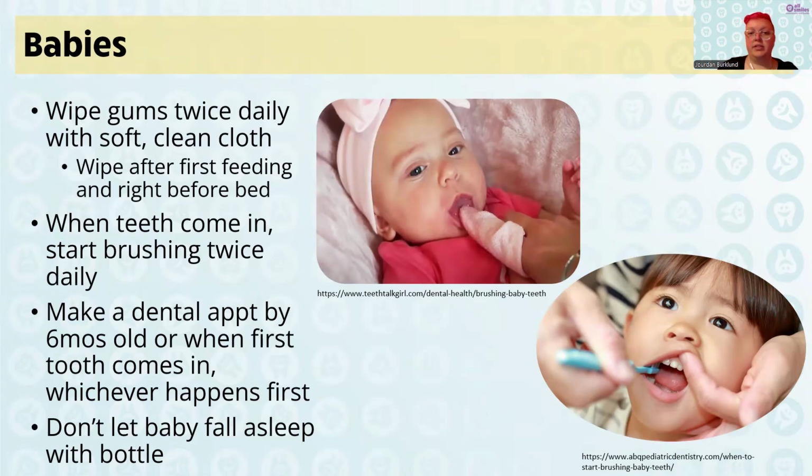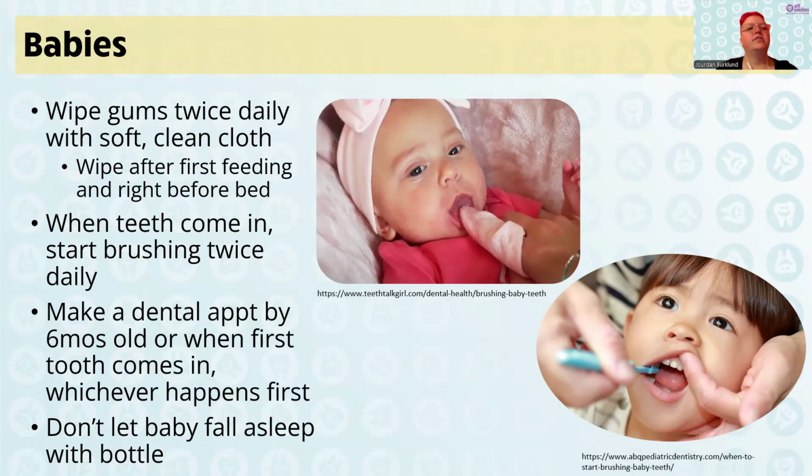So for babies, it's important that parents and guardians get into the routine of wiping down the baby's gums twice a day with a soft, clean cloth. Typically, it's best to get into the habit of doing it after the first feeding of the day and after the last feeding of the day. And once the baby teeth come in, start brushing them. Definitely start getting into that habit of doing it twice a day. We want to get into the habit earlier than later.